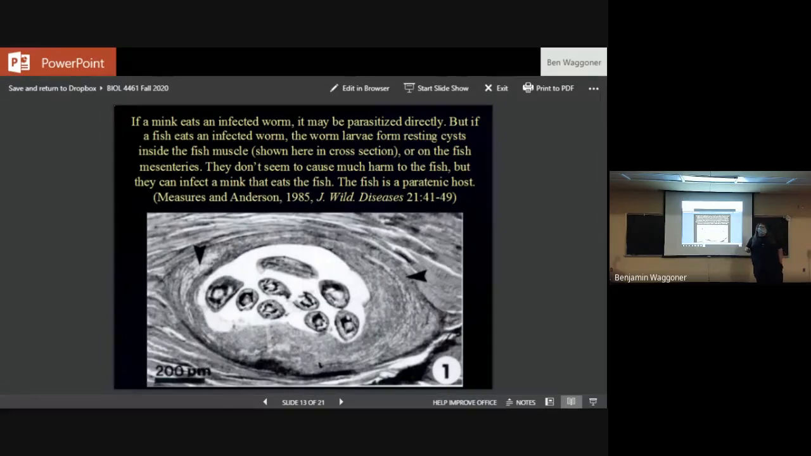So in this case, you have a parasite that may or may not infect a paratenic host. It's not a necessary part of the parasite's life cycle. Under the right conditions, the parasite can be transmitted without it. And the parasite doesn't seem to do a lot of harm to its paratenic host, though that's not always the case. That white grub is really something to see.